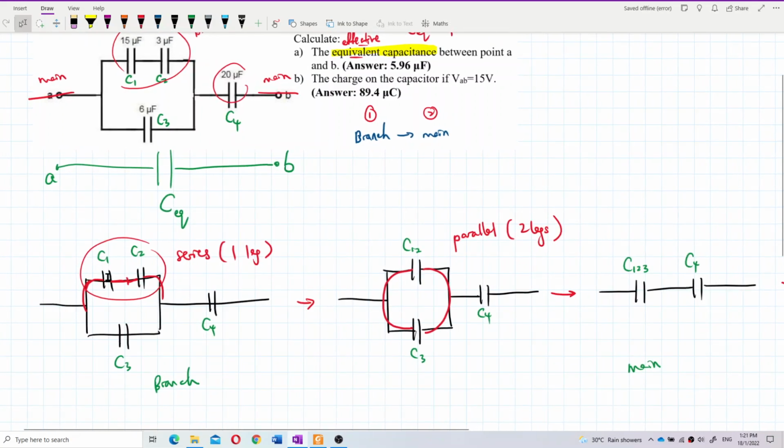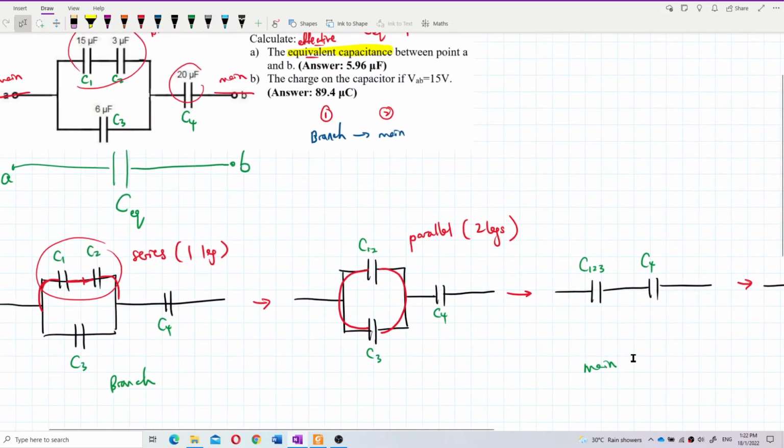Understand? We also cannot say that C1 and C2 are in series with C3. No. In fact, after C1 and C2 combine, they are in parallel with C3. They are not in series. So you must see the connection: is it one leg or two legs? Always start off with the branch first, then finally go to the main circuit. So after C12 and C3 combine, we get C123.